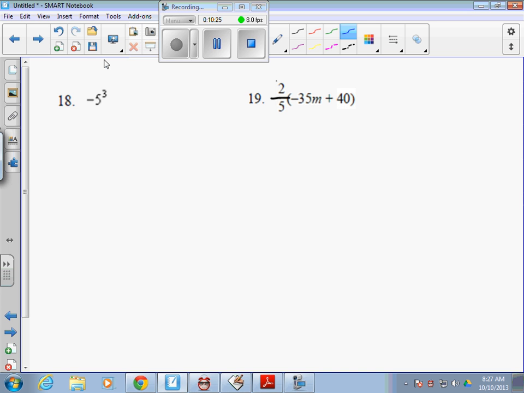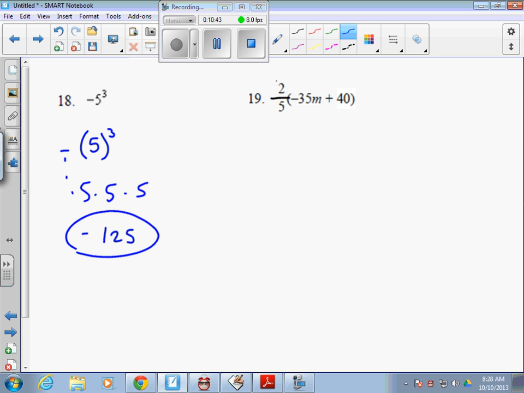Number 18 says negative 5 to the third power. That's 5 to the third power with a negative. Notice the negative is not inside of it. So that's saying 5 times itself. 5 times 5 is 25 times 5 is 125, and then bring down the negative. So negative 125.